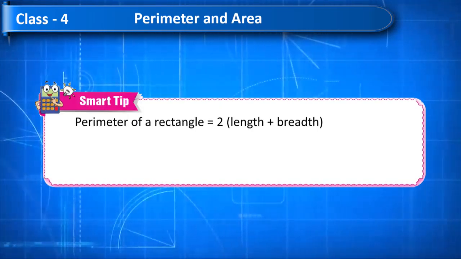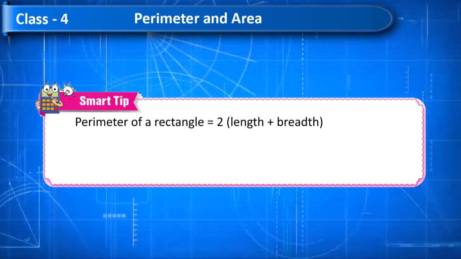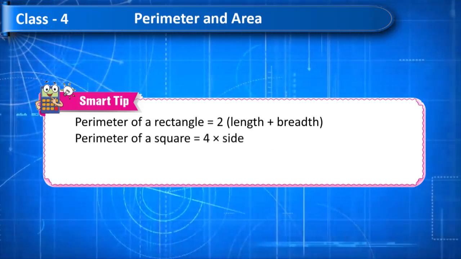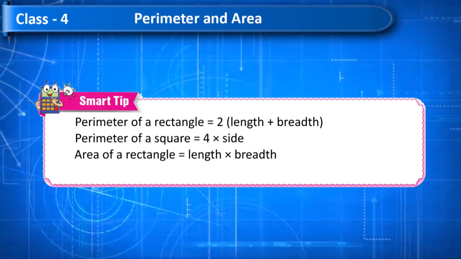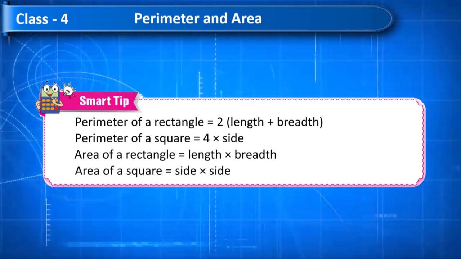Smart tip: perimeter of a rectangle is equal to twice (length plus breadth). Perimeter of a square is 4 multiplied by side. Area of a rectangle is equal to length into breadth. Area of a square is equal to side multiplied by side.